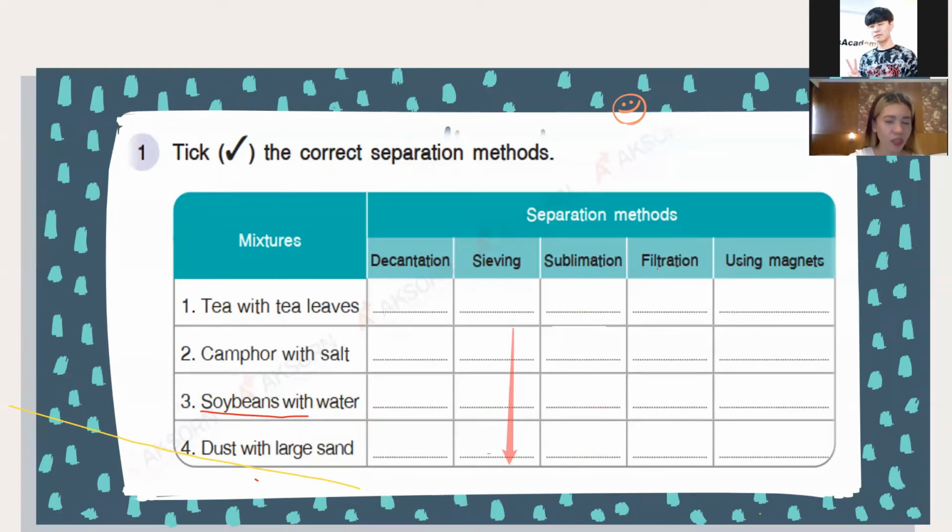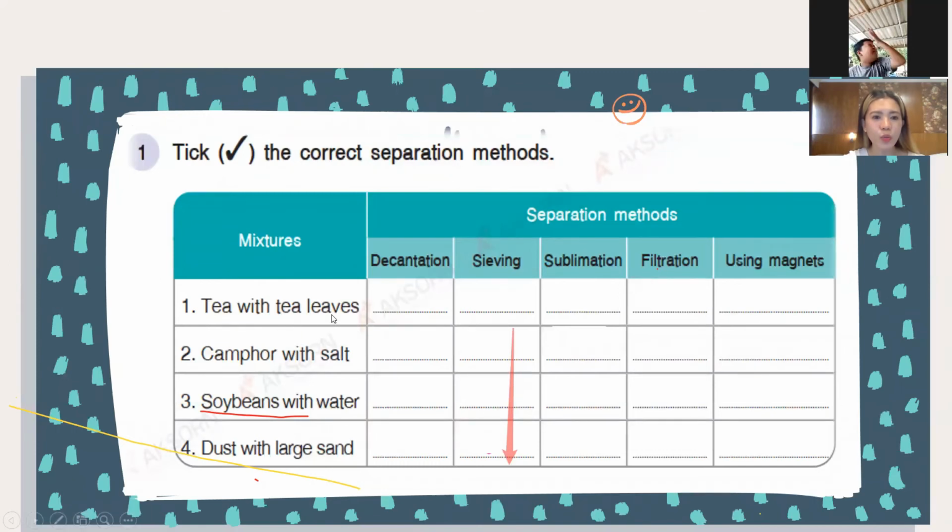Are you ready? Okay, for this one, you have to tick the correct separation methods. For the first column, we have mixtures. For the second column, we have the different separation methods. Is it decantation, sieving, sublimation, filtration, or using magnets? We only have 5. So for number 1, can you read number 1? Tea with tea leaves.